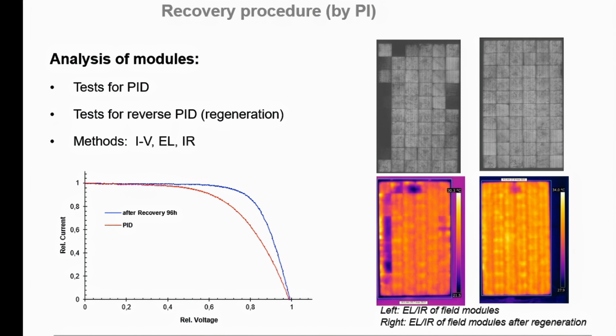What we can do is test for PID and test for reverse PID, and the methods to do that are either IV measurements or the EL measurements, which you see on the top, but also infrared measurements, showing the recovery of the module. This was a damaged module, and now you see after regeneration, it looks much more homogeneous.